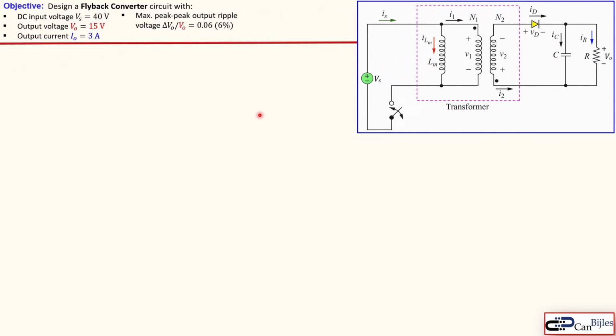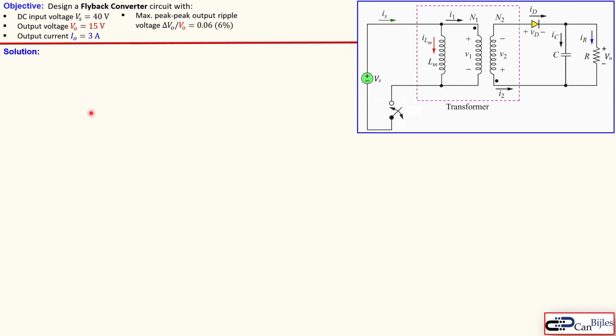Okay, finally, let's go now to our design example of the flyback converter. We would like to have a design having an input voltage of 40 volts Vs, and the output voltage or load voltage must be 15 volts, so it is a step down. And the output current must be 3 amps. So we have here the two values for our load. The maximum allowed peak output ripple voltage in percentage is here given as 6% or 0.06.